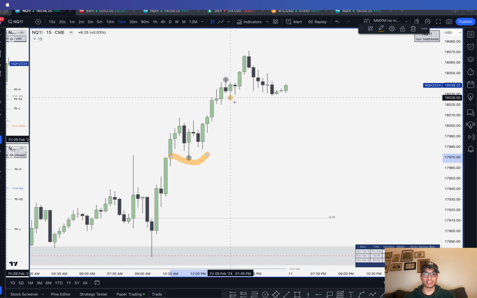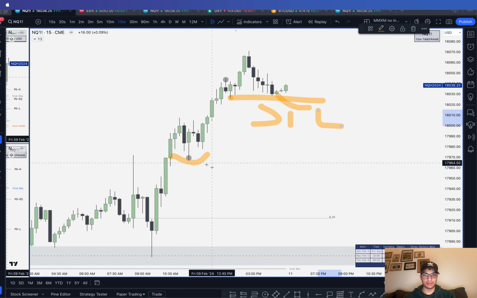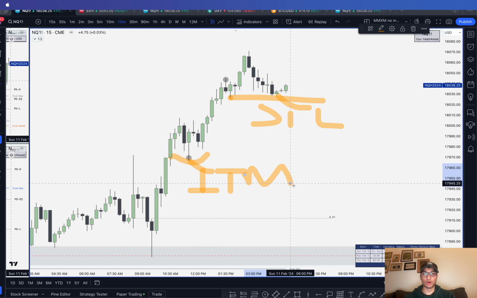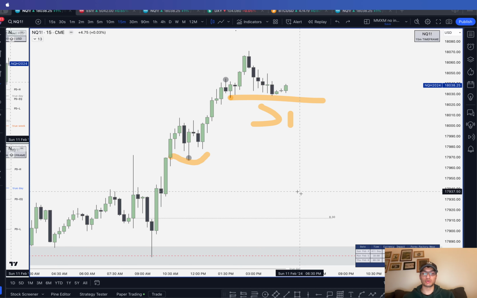But we're not bearish until what low breaks now? This one if you want, or this one. This is going to be your short-term low. This is going to be your intermediate-term low, right? Both are valid. Which one's more valid? Intermediate. But we use short-term lows all the time.